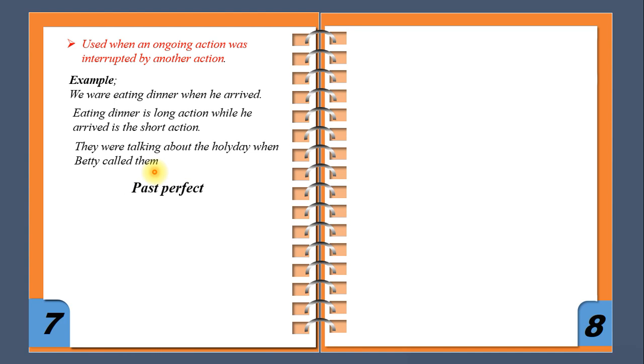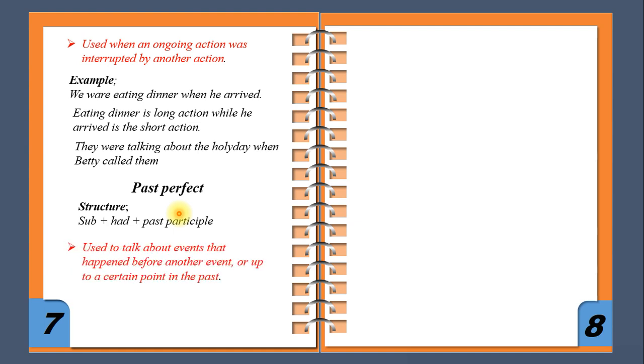The other one is past perfect. እንግዲህ ስታውን ስንወራ የነበረው ስለምን ነው? ስለ past continuous ነበረ። past continuous አሁን ደግሞ past perfect. Structure: subject plus had plus participle, or simply the third form of the verb. You should talk about events that happened before another event or up to a certain point in the past.